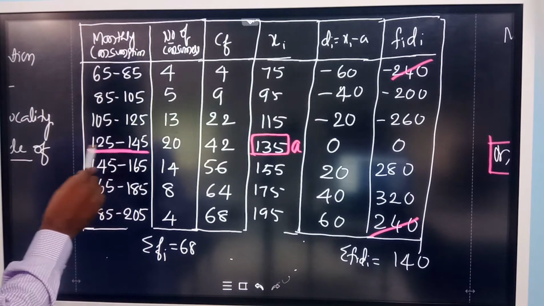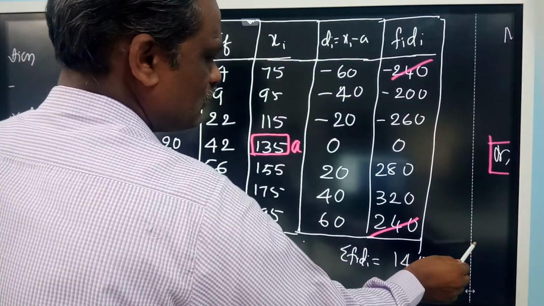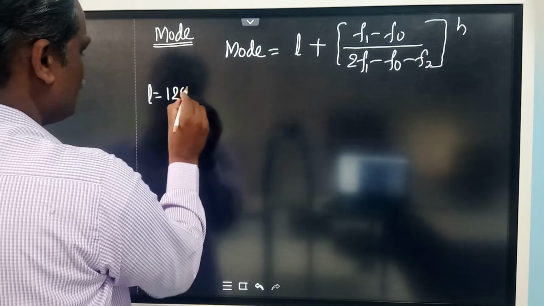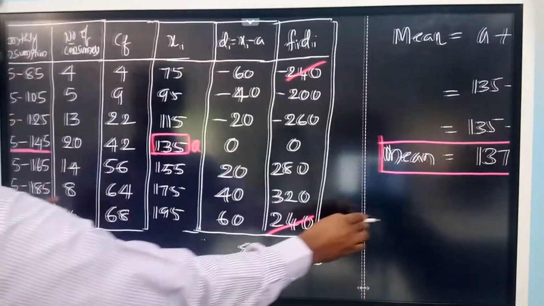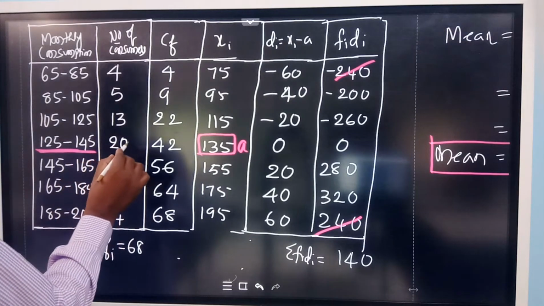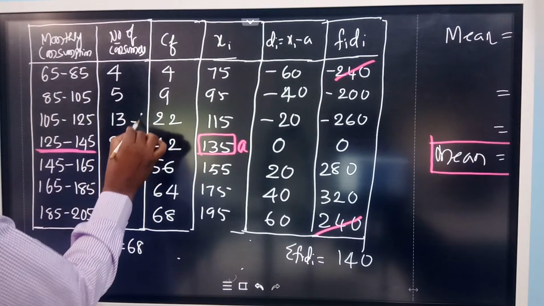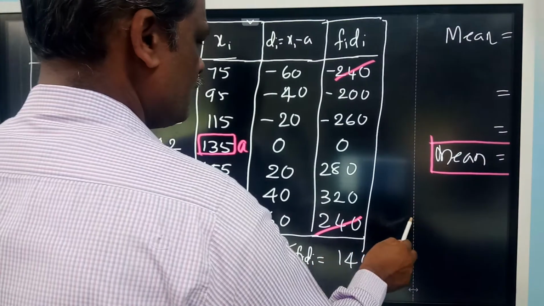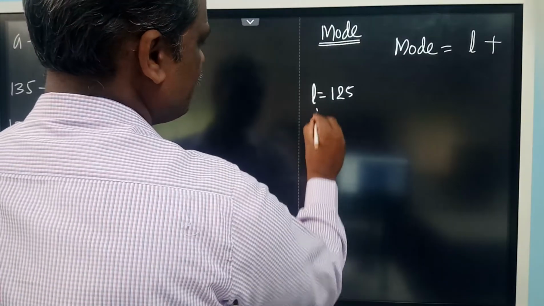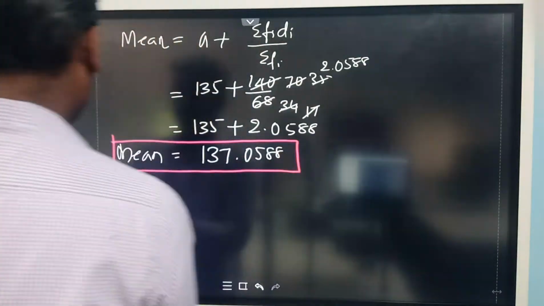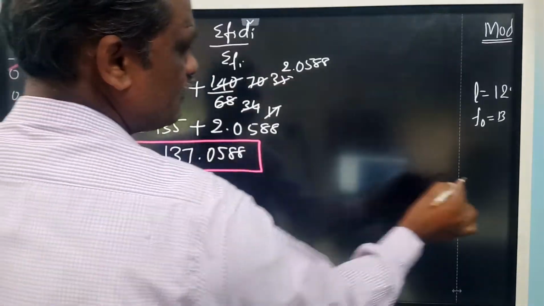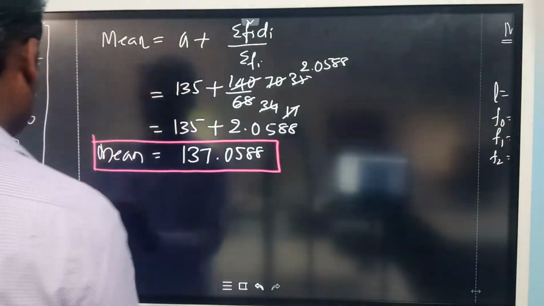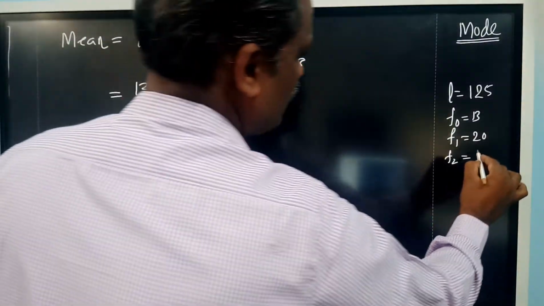Okay, so now lower limit of this modal class is 125. So L is equal to 125. Then the corresponding frequency here is F1, the previous one is F0 and the next one is F2. So F0 is 30. Then F1 is 20, and F2 is 14.